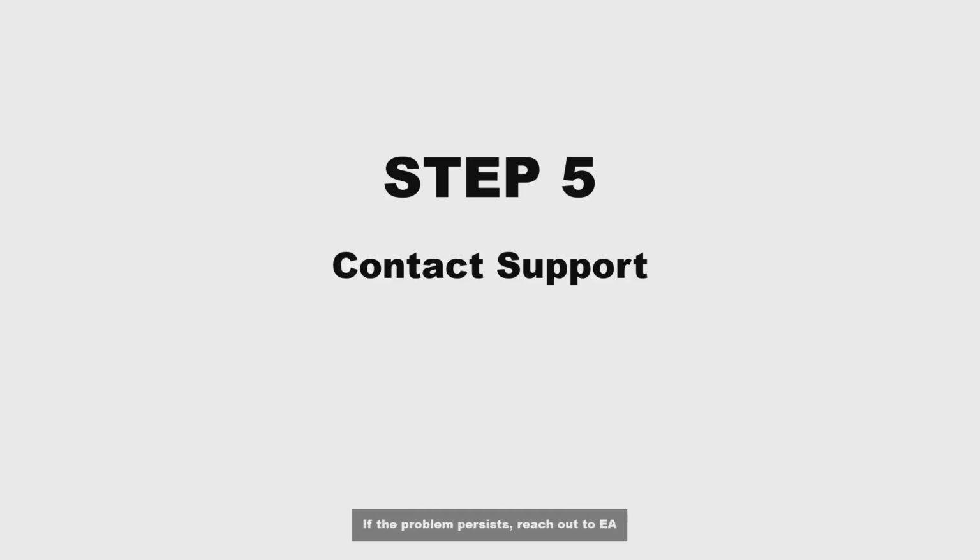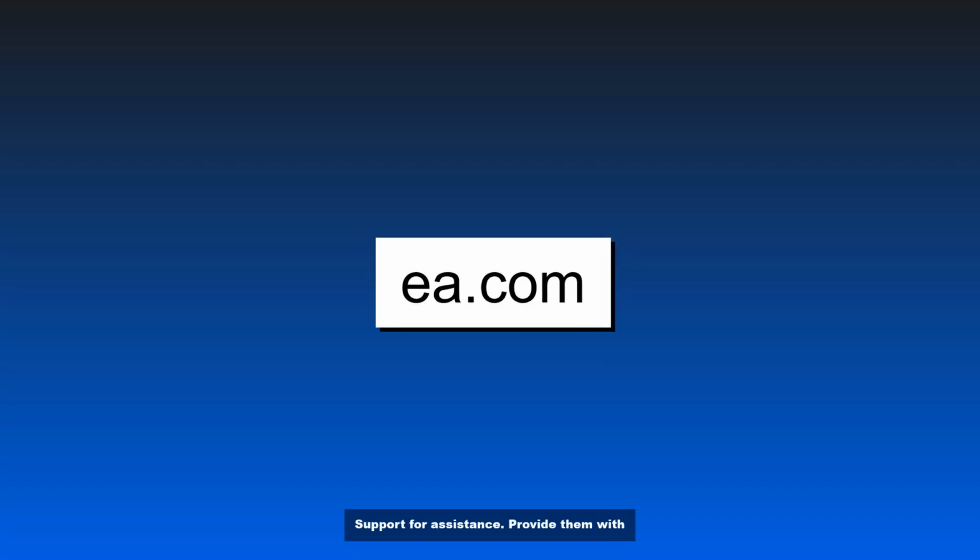Step 5. Contact support. If the problem persists, reach out to EA Support for assistance. Provide them with details about the issue, and they can offer specific solutions tailored to your situation.